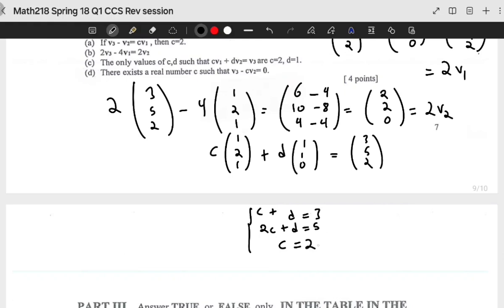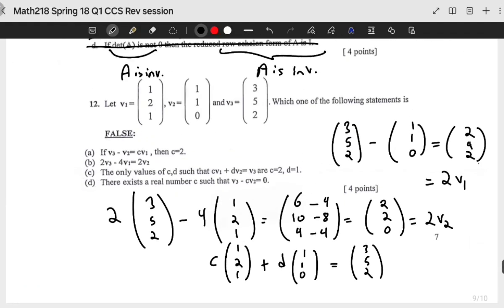We can actually just see this pretty quickly. If we substitute C equal to 2 and D equal to 1 here, we get 5 equal to 5. So the system is consistent, and C equal to 2 and D equal to 1 is the solution.